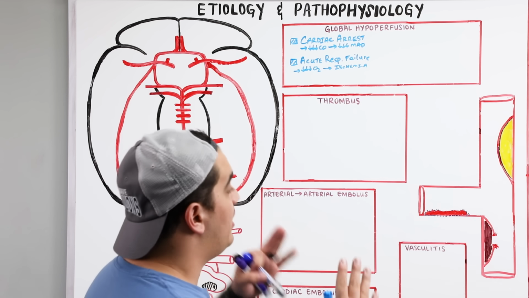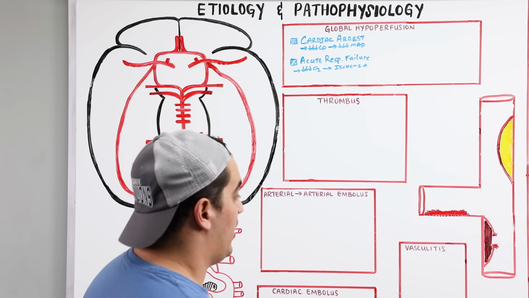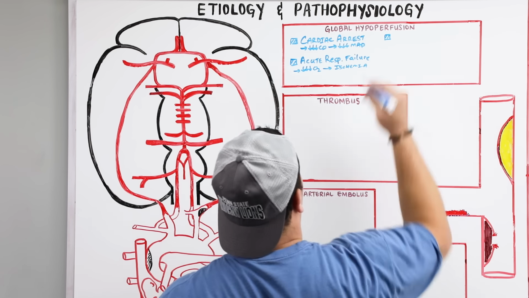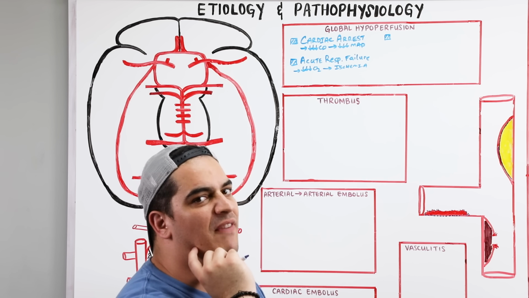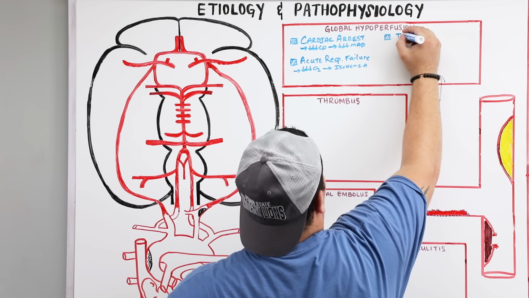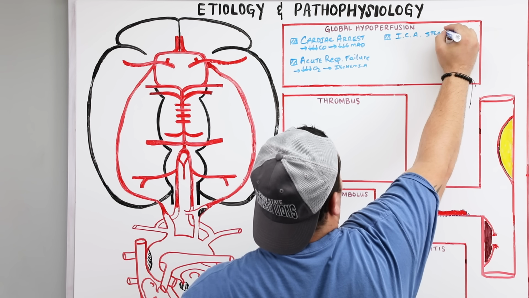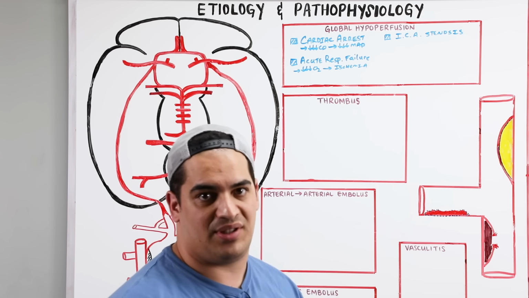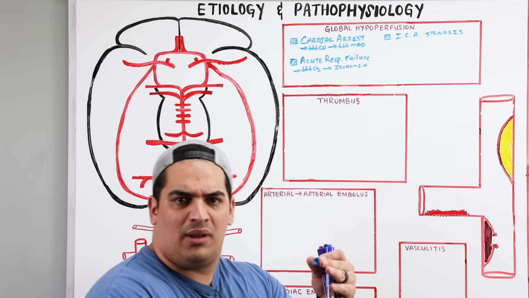Okay, another potential cause of global hypoperfusion, besides cardiac arrest and acute respiratory failure, would be where someone has a really significant carotid stenosis. So they have a big fatty plaque within their internal carotid artery. So here, let's put ICA stenosis. They have a really bad critical ICA stenosis, let's say greater than 70% clogged with a big fat plaque, and very little blood flow is getting past that.